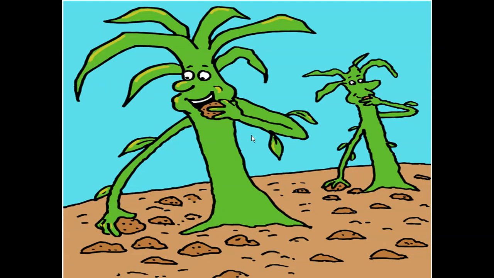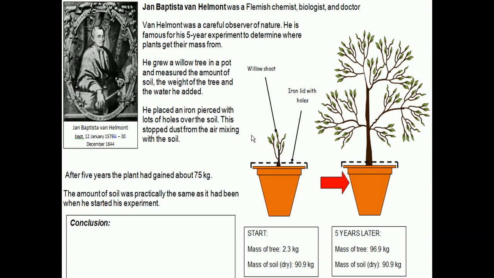For plants to grow, they need food, and this does not come from the soil. And this was shown by a famous scientist called Van Helmont, who measured the mass of a tree and then did the same thing 5 years later to see where the increase in mass came from.